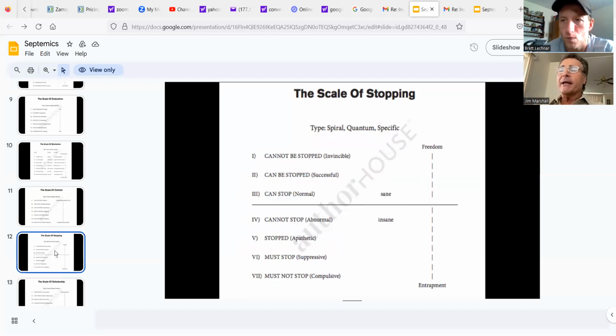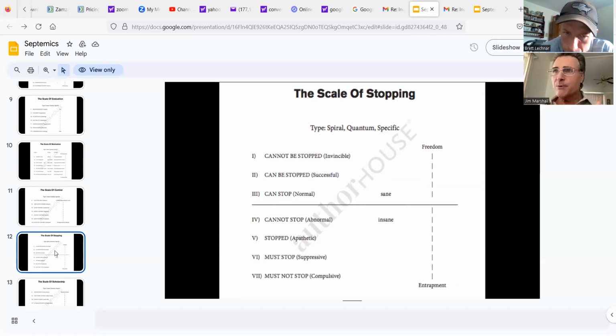Okay, the scale of stopping. Some people might say, what? What's the scale of stopping? What are you talking about? Now, in this context, oddly enough, stopping is the only correct word because it means both prevent and discontinue. In English, the word stop means two things.